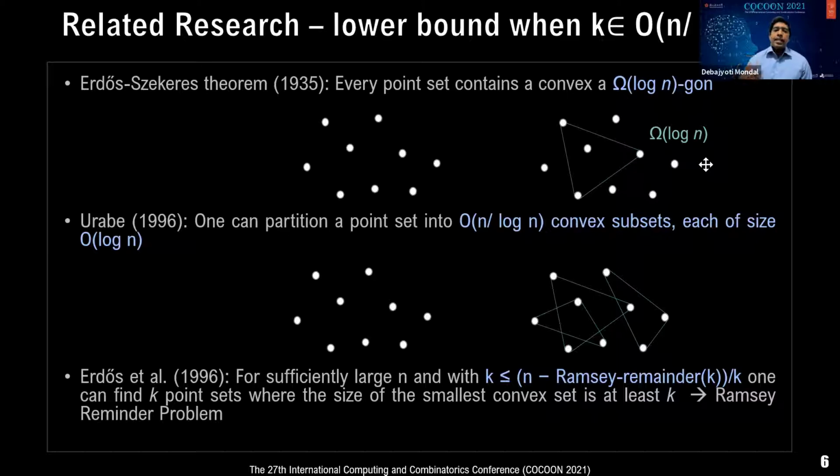Now, Urabe repeatedly applied this theorem to partition the point set into n over log n convex subsets. Now, there is another problem which is called the Ramsey remainder problem. And that problem actually implies that if K is smaller than or equal to n minus the Ramsey remainder over K, then we can find convex subsets such that each of them is of size at least K. So all these theorems provide us with some bounds, but they do not solve our problem exactly.